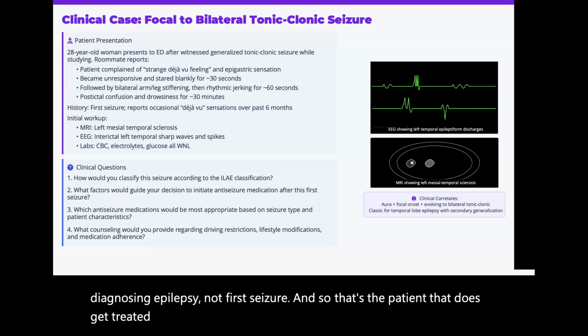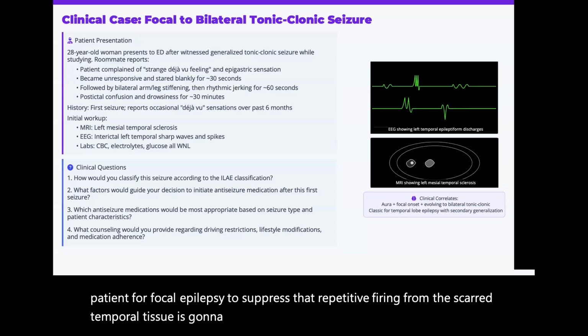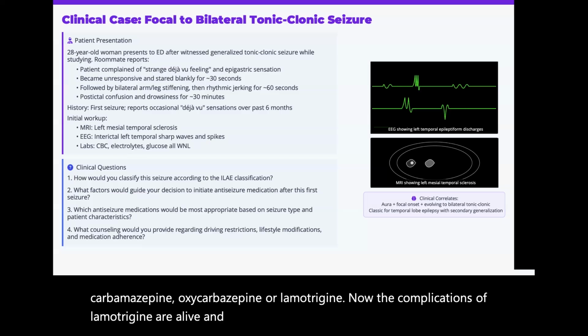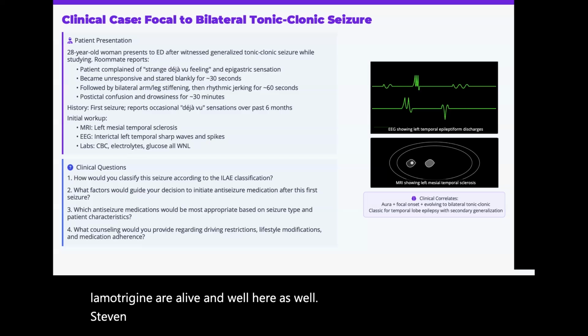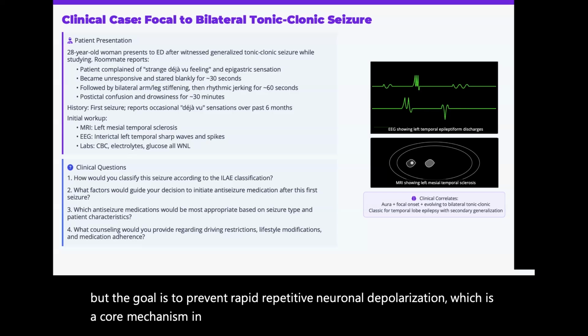So the best anti-seizure medicine for this patient with focal epilepsy, to suppress that repetitive firing from the scarred temporal tissue, is going to be something like a sodium channel blocker: carbamazepine, oxcarbazepine, or lamotrigine. Now, the complications of lamotrigine are alive and well here as well, the Stevens-Johnson sequelae, so you kind of have to pick your poison properly. But the goal is to prevent rapid, repetitive neuronal depolarization, which is a core mechanism in mesotemporal epilepsy.